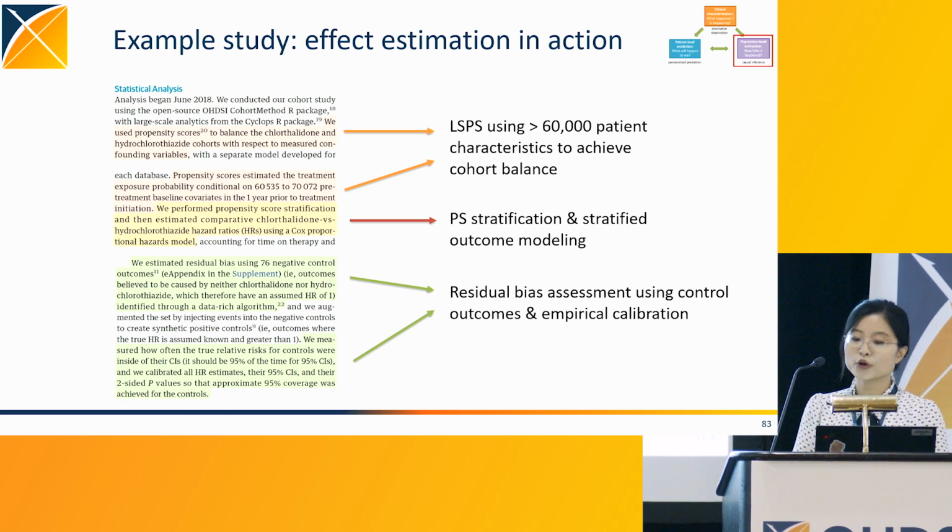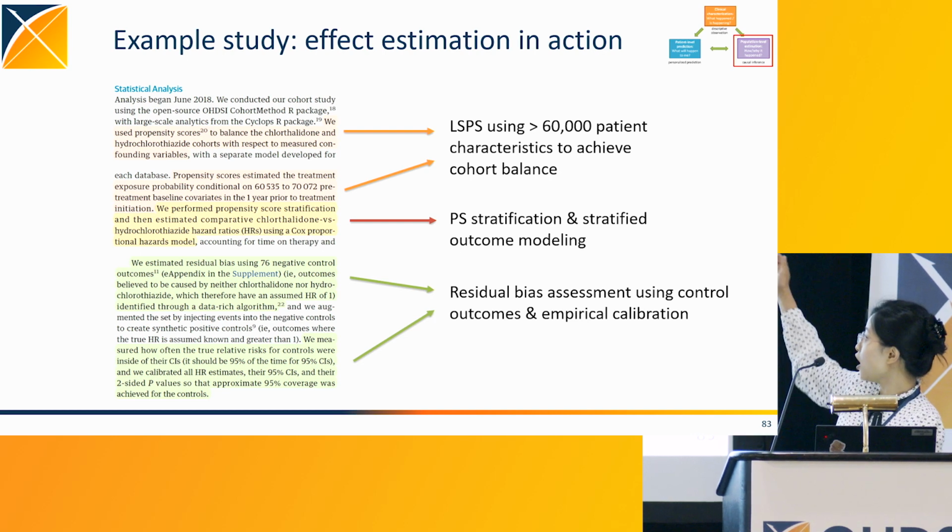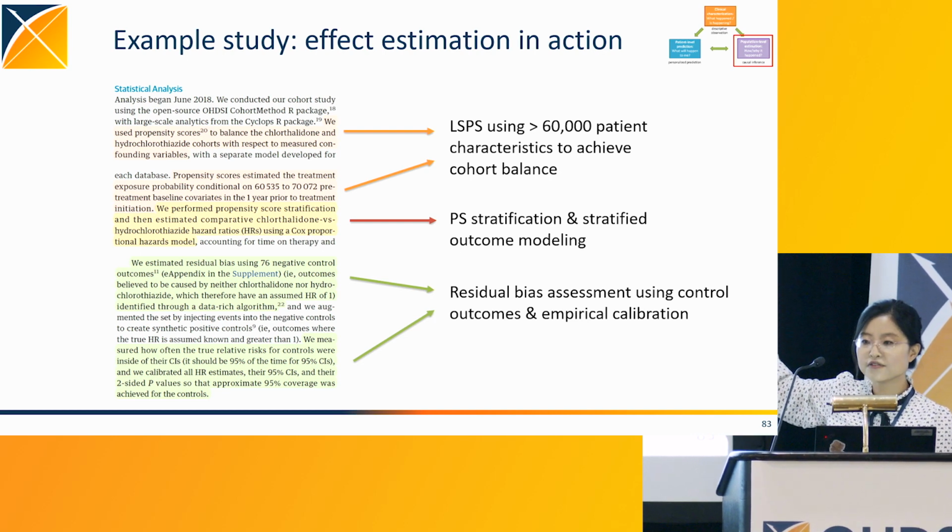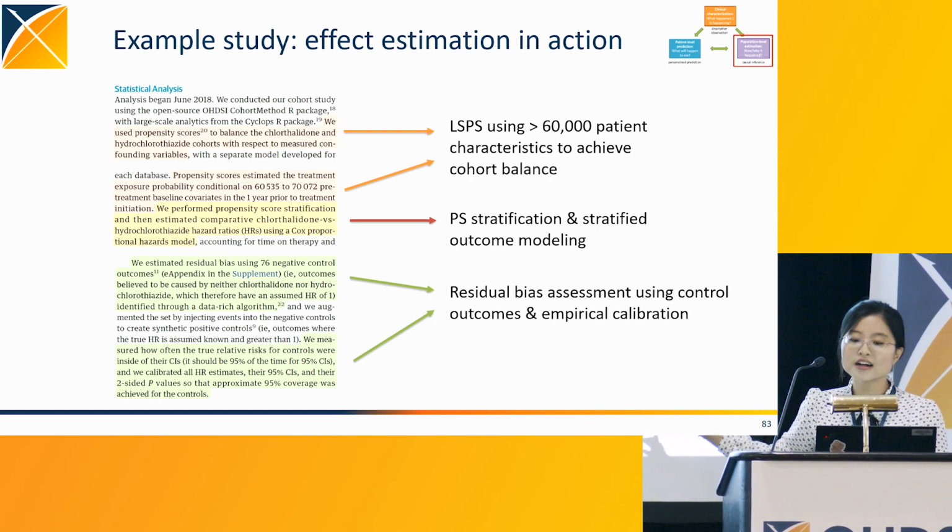And in this paper, we assessed, diagnosed, and adjusted for residual bias using negative and positive control outcomes through empirical calibration. For all of those things, we have open source R packages developed under the Hades tool stack. So even if you don't know how to do this yourself, we have already implemented them for you. All you need to do is download the packages from GitHub or CRAN, and you can run with it.